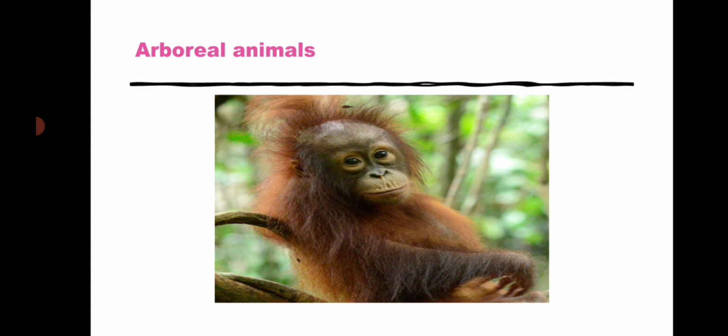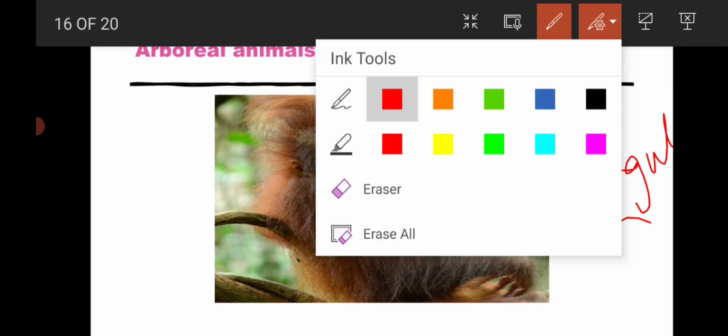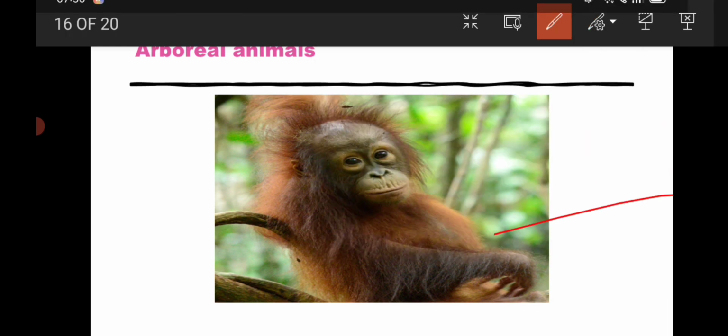Next, orangutan. This is an orangutan. What is the special feature of this orangutan? They have very long arms compared to other monkeys. So they hang in the trees with those strong arms and they play in the trees most of the time. So they are considered arboreal animals.